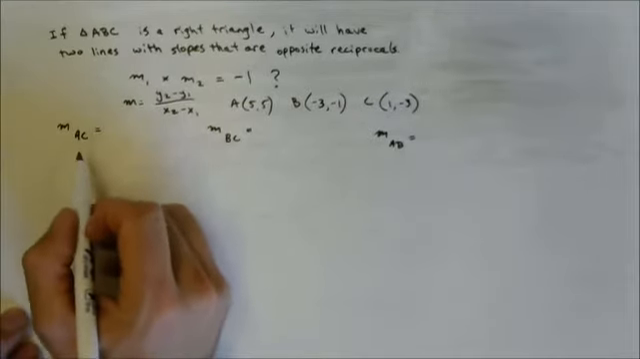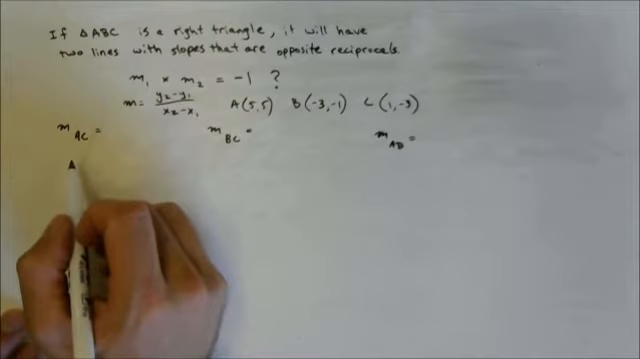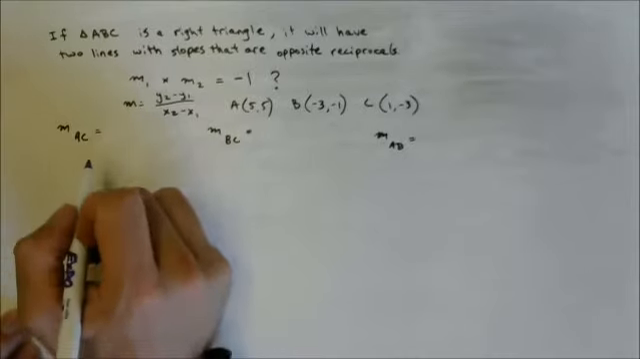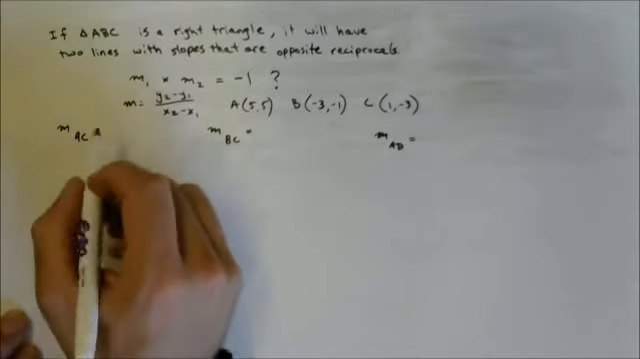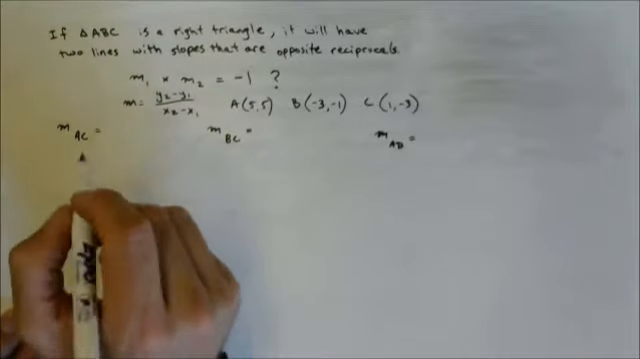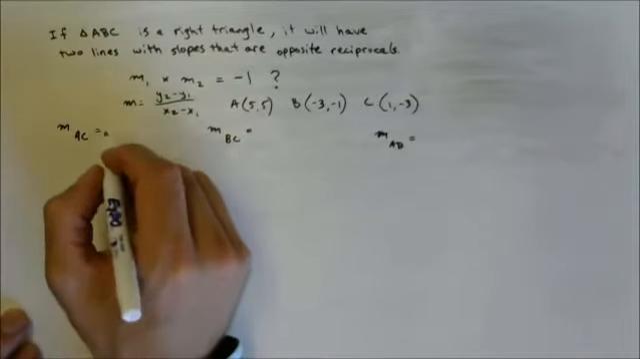AC. Does it matter which point I do first, which point I call point 1 and which point I call point 2? It doesn't matter, as long as I'm consistent in the numerator and the denominator. Okay, I'll do this one, and you do the slope of BC, and then we'll see if we got the same, or if we got opposite reciprocals.